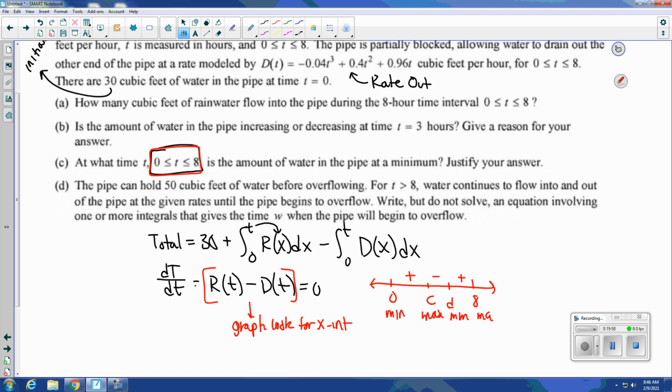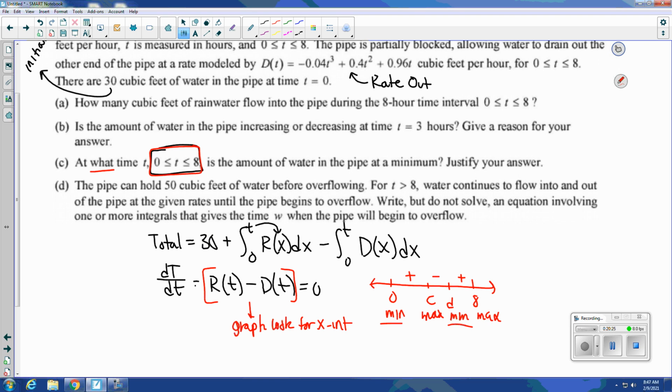Min. Max. So we have two candidates for the minimums, at 0 and at D, whatever D was. So again, I'm just making this up. I don't know what the actual numbers are, but I'm just telling you how to approach this. Then that's when the minimum occurs. So we have a minimum at 0 and we have a minimum at time D. How do we figure out? Oh, so it just says at what time. Okay, so maybe there's only one value.